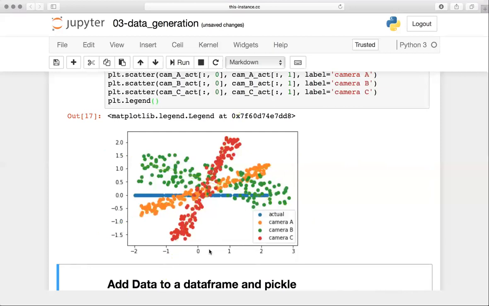But there's clearly some issue. Camera B is clearly pretty noisy in the way it's collecting data. Camera A, camera C, they're all noisy in the way they're collecting data, and they're all looking at it from a different perspective. Now remember, they're all measuring the same original thing, but they've just done it in this way. The data that we're going to be working with is this noisy data. This is the data we're going to have. And what we want to get is this.